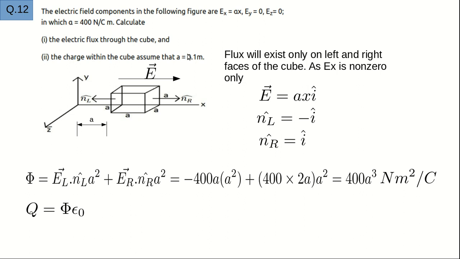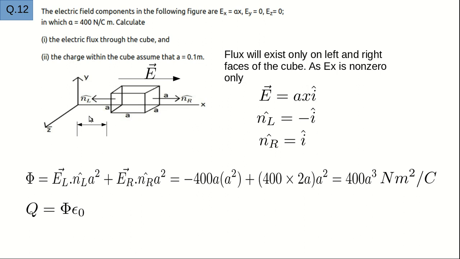So as you can see, the electric field is along the x direction, so the flux will exist only on the left and right faces of the cube, as Ex is non-zero there. For the other faces, the component of E is 0, so there will be no flux corresponding to those surfaces. So E is basically Ax i cap, and NL is the left side normal, which is minus i cap, and NR is the right side normal, which is i cap.